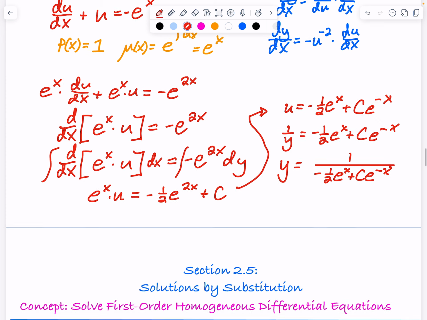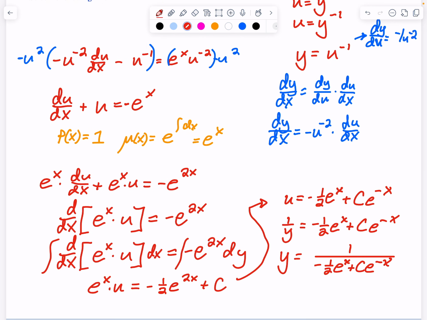So that's how we do those. We just do that sub. You just memorize u equals y to the 1 minus n. Do that sub appropriately, and it just turns into first order linear. All right.